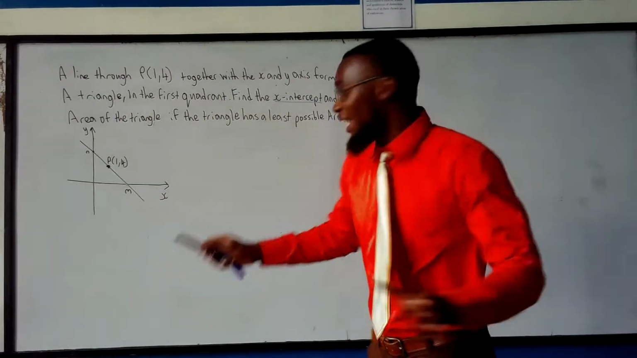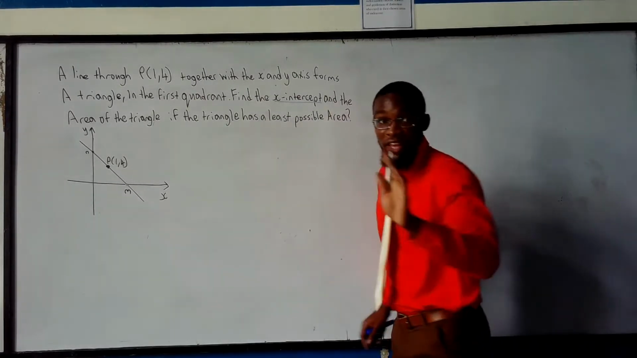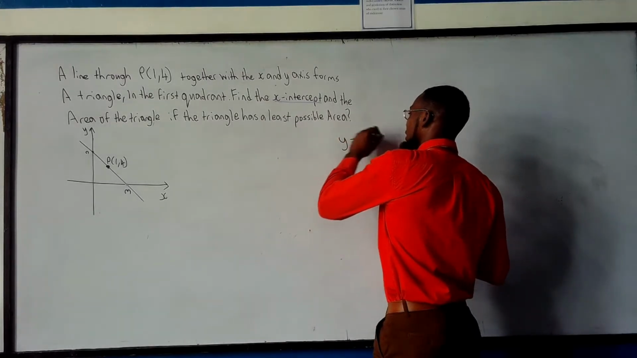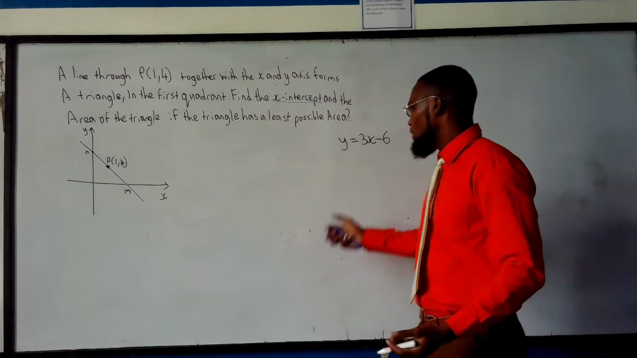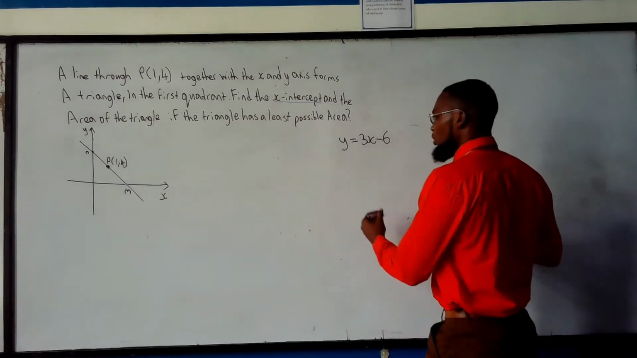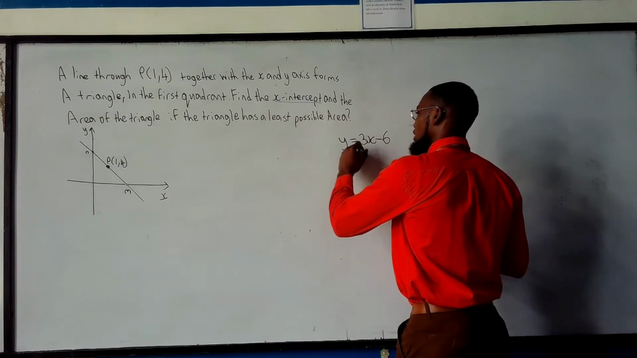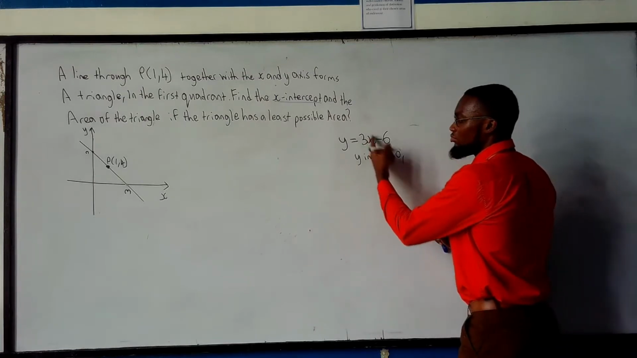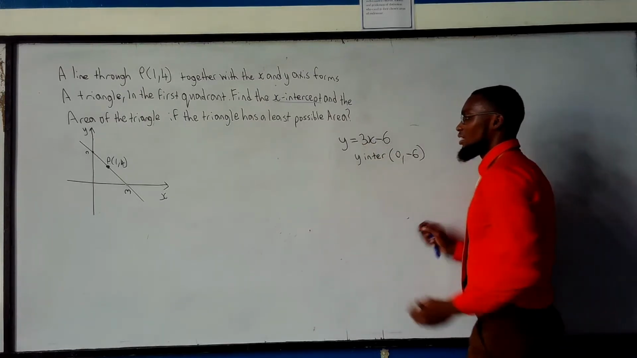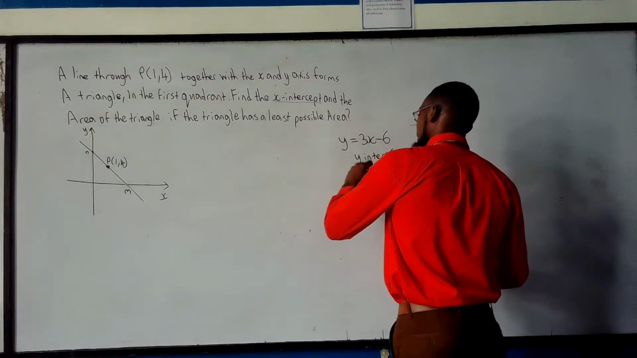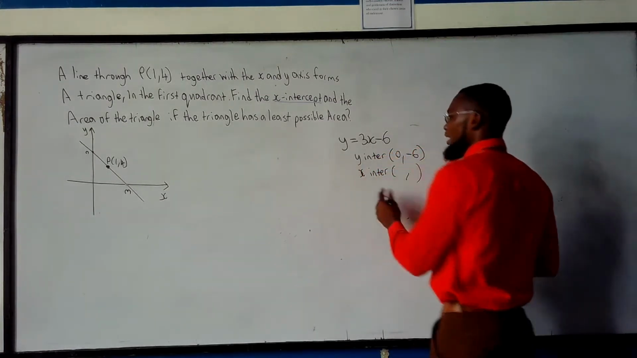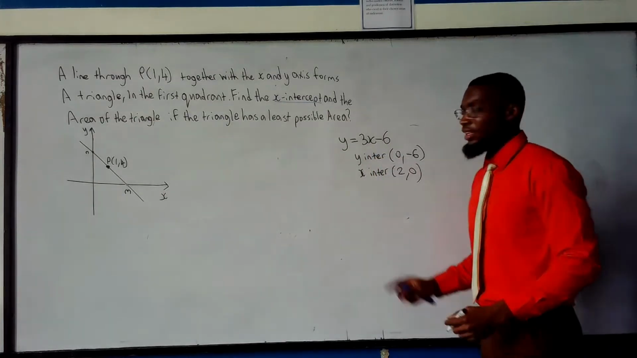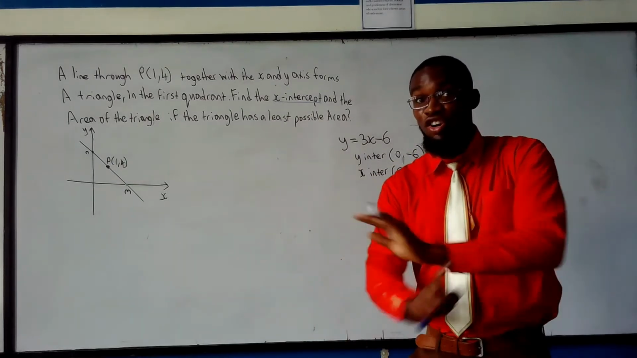The equation of any line, let's say we have a line y equal to 3x minus 6, right? What do you notice about this line? The y-intercept would be when x is 0. When x is 0, that's negative 6. And if you wanted the x-intercept, that's when y is 0, x would be 2. 3 times 2 minus 6, that's still 0.